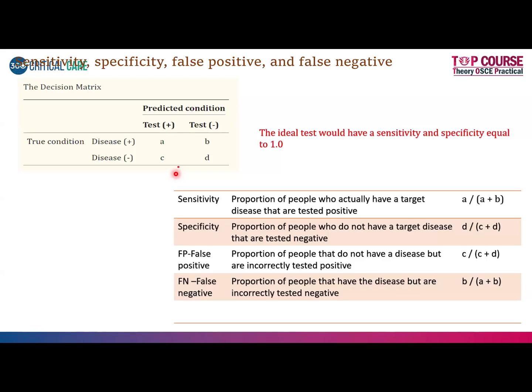incorrectly tested negative. Remember that you have a separate statistics table in your vivas, and all these questions might be asked. So, these definitions are also important for you all. And the ideal test that we want to have is a sensitivity and specificity which is equal to 1. Accuracy is given by A plus D, which is all the truths divided by everything.